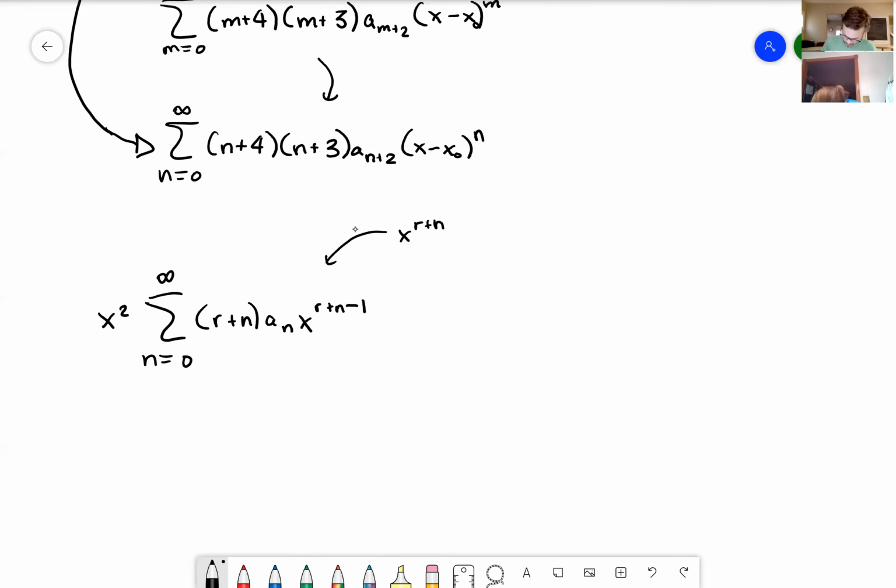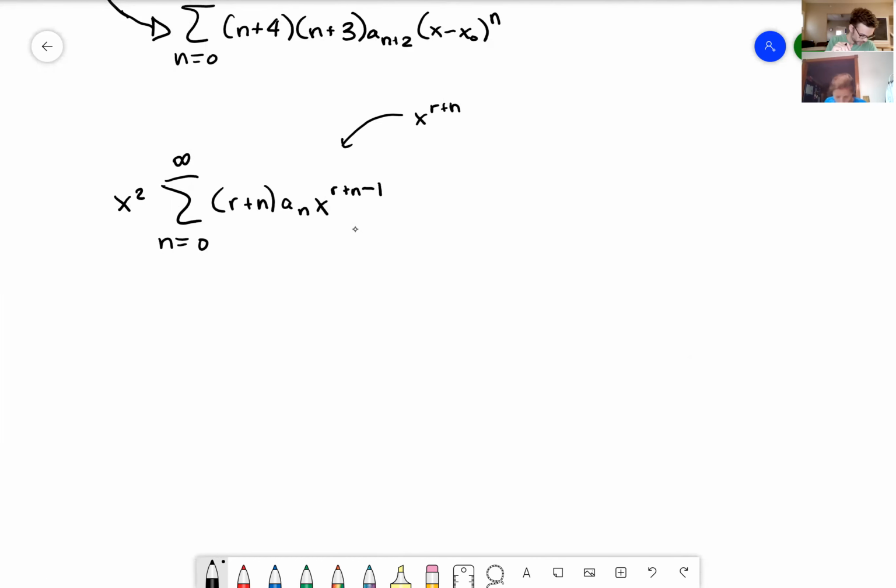Okay. So how can we do this? Well, the first thing I'll do is move the x squared in. So if I do that, multiply x squared by every term. Of course, that involves an assumption that this series right here actually converges. So it only works where it actually converges. But that will be r plus n times a n, x to the r plus n minus 1 plus 2. So that'll be r plus n plus 1.